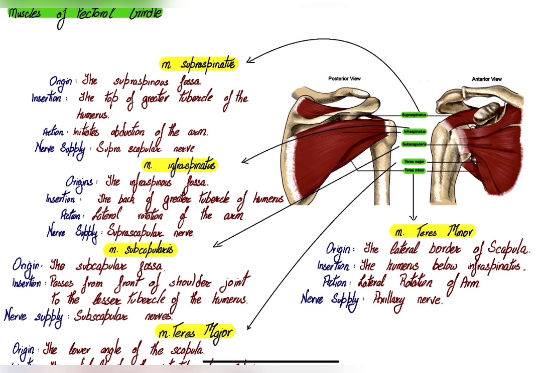Now the next muscle is the subscapularis muscle. It originates from the subscapular fossa, which is located over here. Unfortunately, the diagram is not complete, so I can't show it to you, and it has its insertion in the lesser tubercle of the humerus, which is located over here. So the nerve supply is the subscapular nerve.